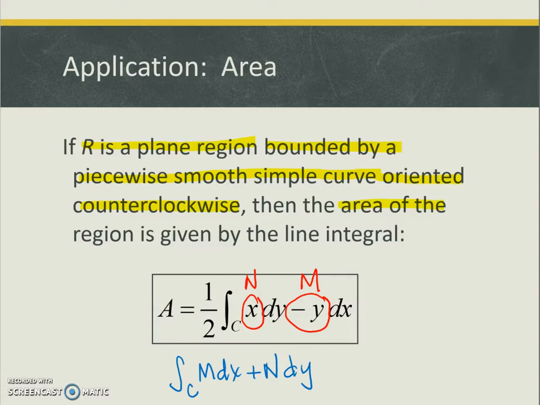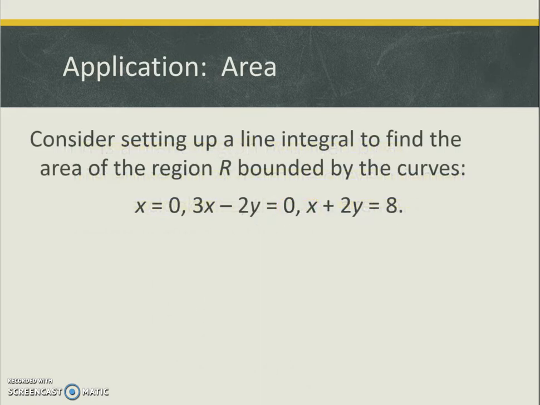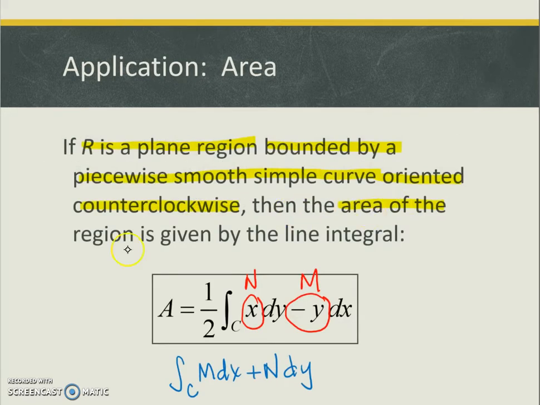So we're looking at an application of a line integral in that it can be used to find the area of a region. So if you notice in this little theorem we have here, if R is a plane region bounded by a piecewise smooth simple curve oriented counterclockwise, then the area of the region is given by the line integral. So great. That hypothesis there sets us up very well to be able to use Green's theorem as a means by which we can find the area of a region. But as a line integral, let's take a look.